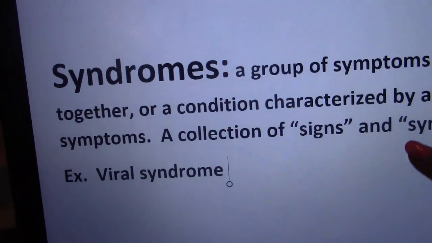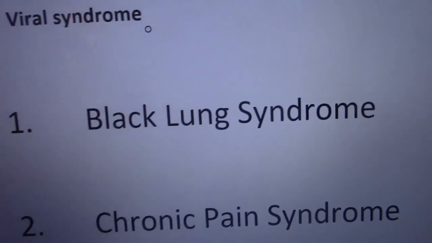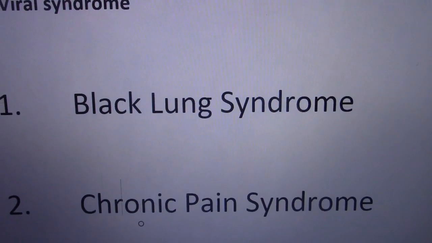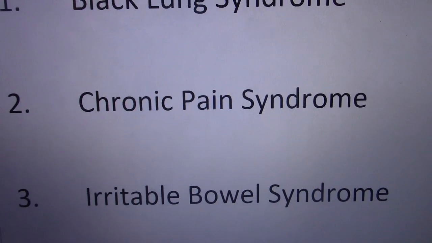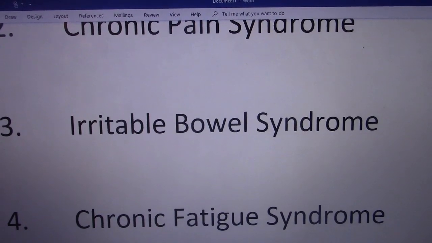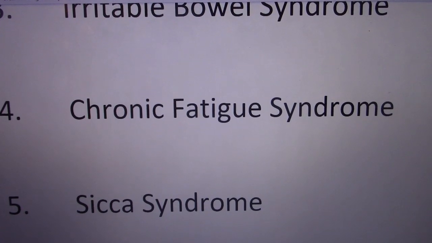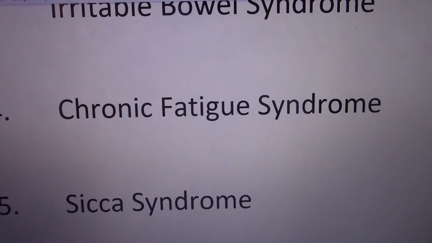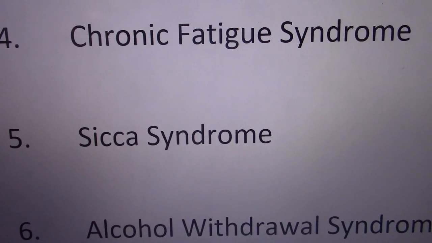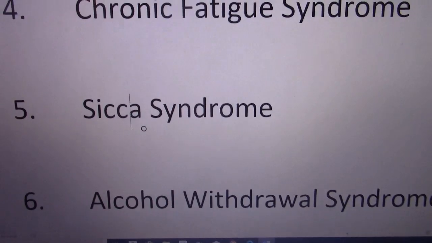To help you use this, I got some examples that I need you to code. So work on these. First one is black lung syndrome. If you were to code it, how would you code it? Number 2, chronic pain syndrome. Number 3, irritable bowel syndrome. Number 4, chronic fatigue syndrome. 5, Sicca syndrome. And number 6, alcohol withdrawal syndrome. So go back in and try to code these.